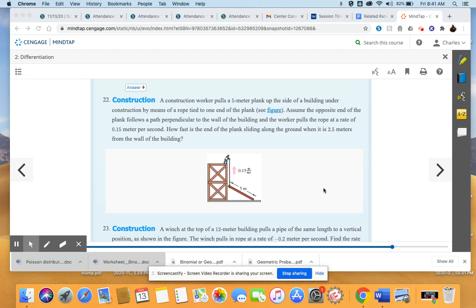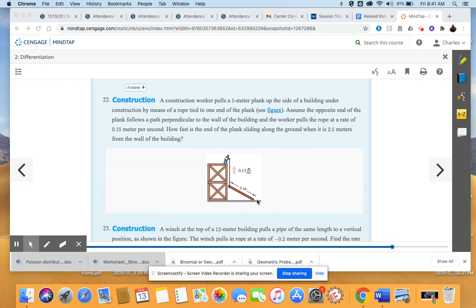All right, number 22, second problem assigned yesterday. A construction worker pulls a 5-meter plank up the side of a building under construction by means of a rope tied to one end of the plank. Assume the opposite end of the plank follows a path perpendicular to the wall of the building, and the worker pulls the rope at a rate of 0.15 meters per second. How fast is the end of the plank sliding along the ground when it is 2.5 meters from the wall of the building? So they've given us this 2.5 meters is the distance down here.